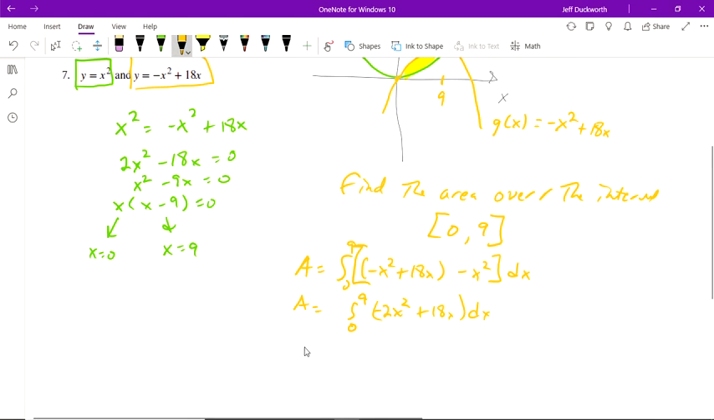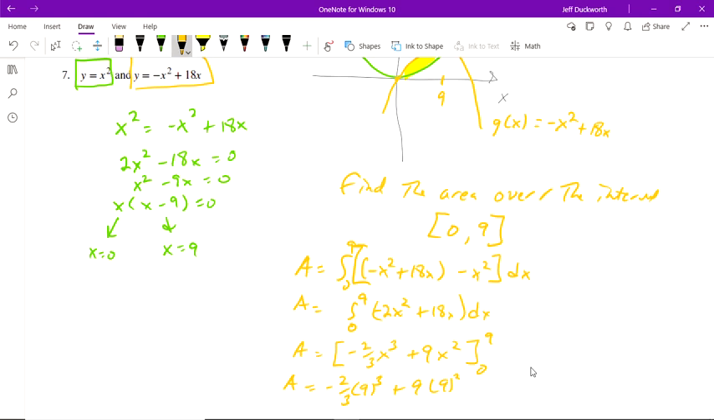When we integrate these, we're going to use the power rule again. So that's negative 2/3 x cubed plus 18 over 2 is 9, x squared, evaluated from 0 to 9. The 0 is going to kill everything out. 0 cubed and 0 squared are both 0. So we just need to evaluate the antiderivative at 9. So negative 2/3 times 9 cubed plus 9, and then we have 9 squared. So that's also going to be 9 cubed.